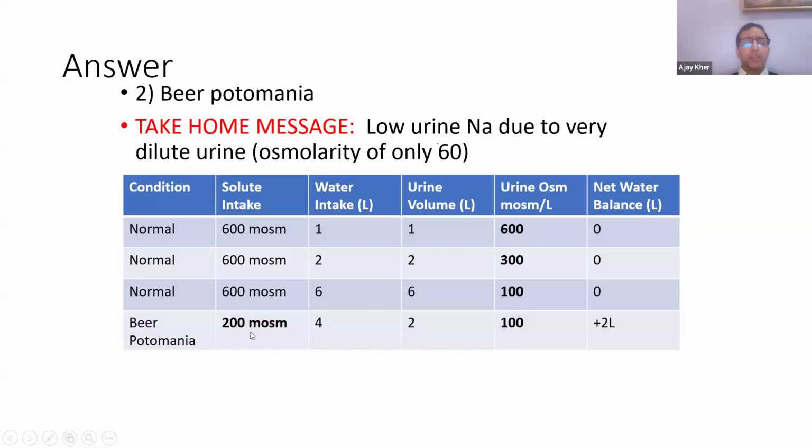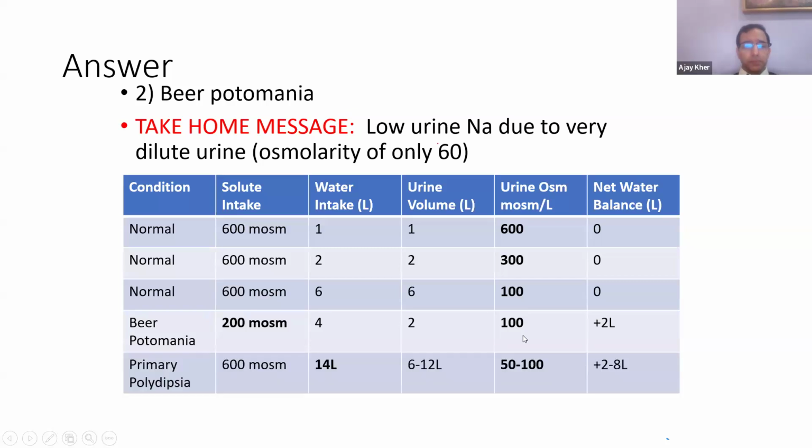In beer potomania, what is happening is that your solute intake is very, very low. So let's say you have only a 200 milliosm intake, and with the beer, you're drinking 4 liters. So even at 100, the maximum that you can get out is 2 liters. And so the remaining 2 liters are now going to be extra in the body, and that is what is going to cause the hyponatremia. And you will need to continue to do this every day, because on any day you do a normal intake with even 5 or 6 liters, the body will be able to get rid of the extra fluid as well.